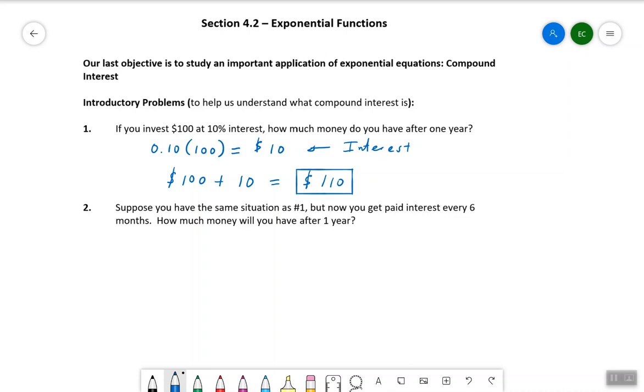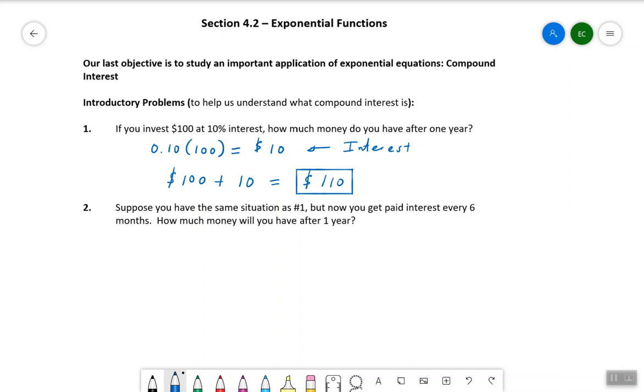And so compounding the interest just means that the interest is going to earn interest. And so if we got paid our interest more often, then the interest could start earning interest sooner and we'd wind up with more money. So let's see how that works.